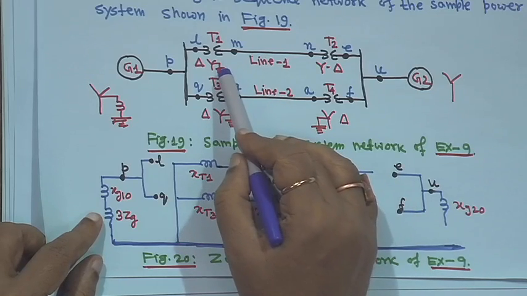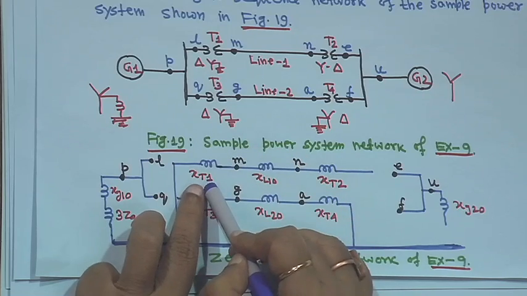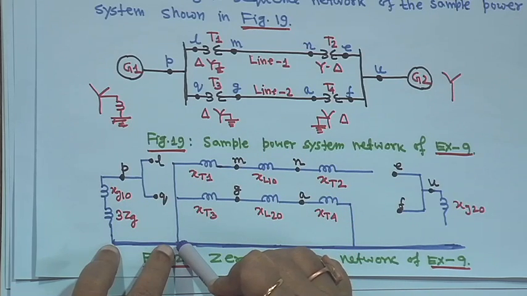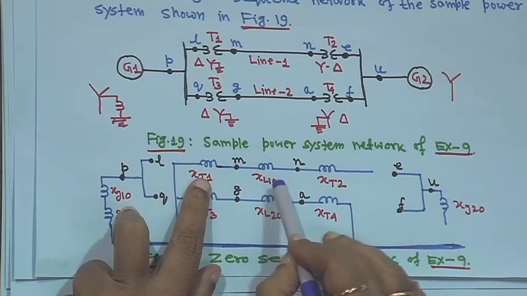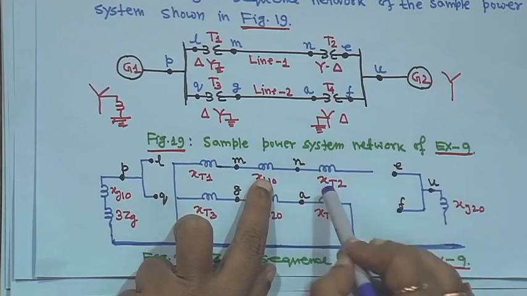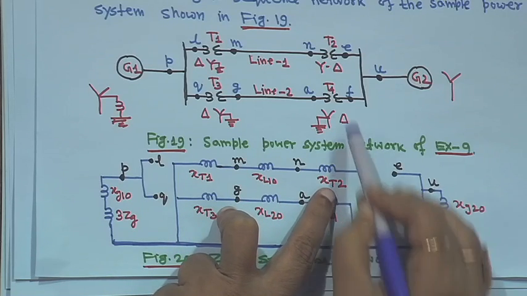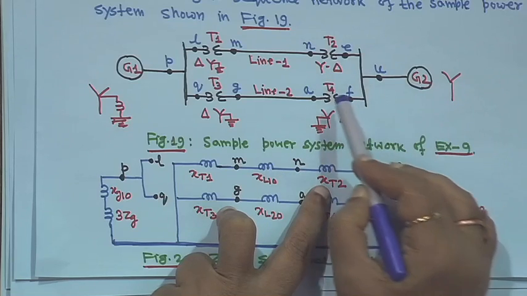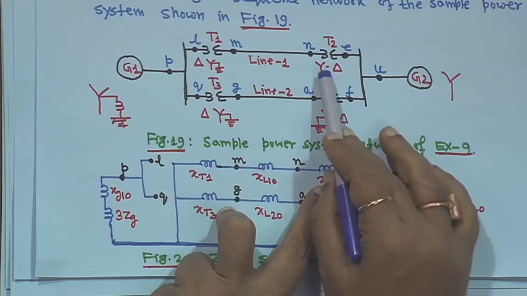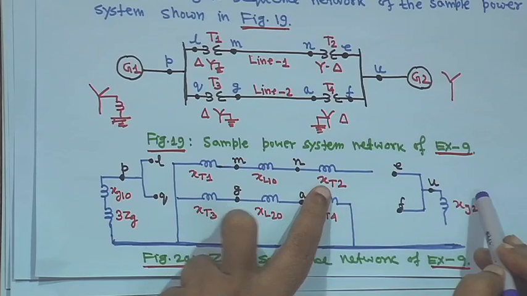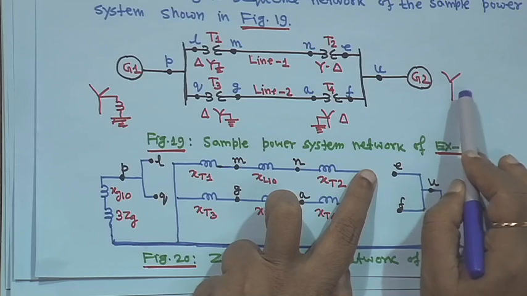Then the star here is grounded, star here grounded. So, consider line 1, star grounded, so it is connected to the reference bus. Then consider XT1, then line 1 XL10, then transformer XT2. But here the star is not grounded, that means there is isolation, it is open, because the star is not grounded. And if you come to this side, this generator is star connected and ungrounded.